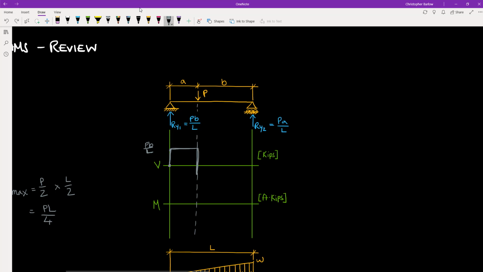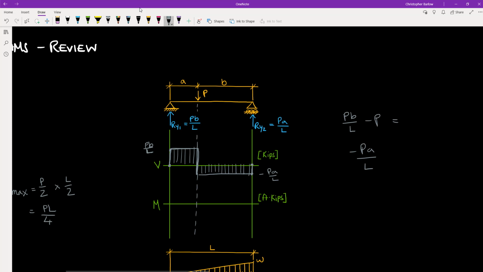And as we saw in our previous video, Pb over L minus P is equal to negative Pa over L. And so here we again move constantly, and we're at a magnitude of negative Pa over L until we reach this point here where our external reaction Ry2 pushes our shear diagram back to 0. And so that is our shear diagram. Now to calculate our moment diagram.